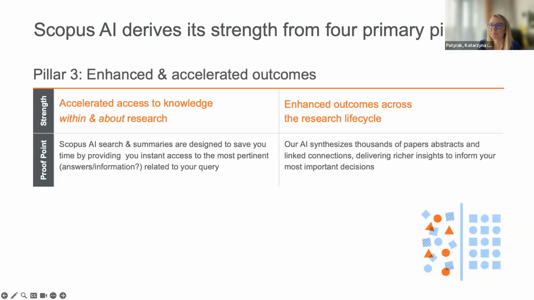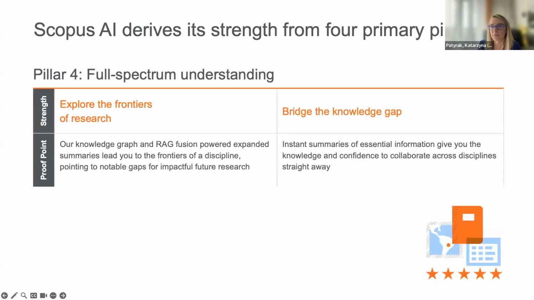The third pillar is enhanced and accelerated outcomes. Scopus AI is meant to speed up research, and Scopus AI search and summaries are designed to save time by providing the most reliable information related to your query in seconds. And because Scopus AI is drawing on Scopus content, it delivers richer insights. The fourth and final pillar is full spectrum understanding, which is really about exploring new and emerging research topics, which are, of course, the most valuable ones for researchers.